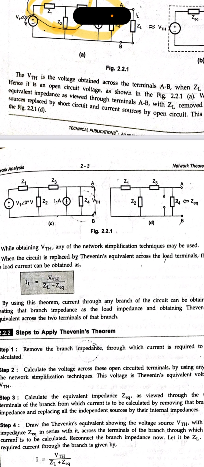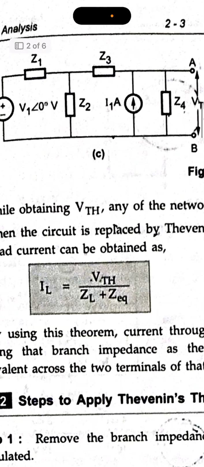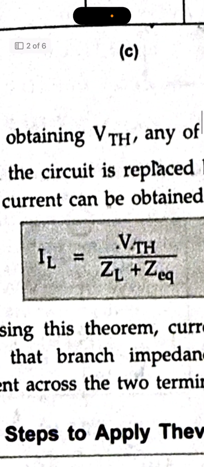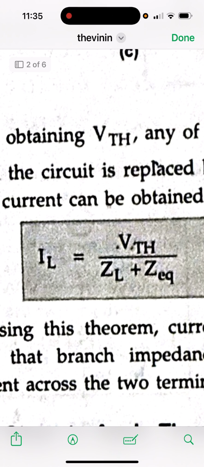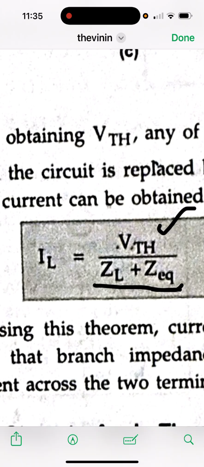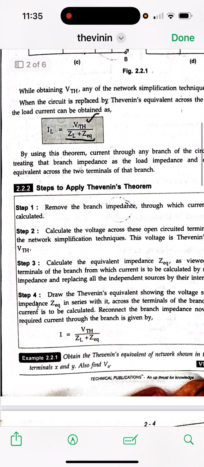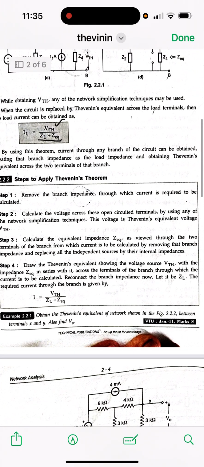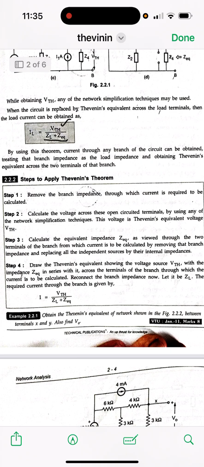So we know what my current is. I is equal to what? V by R, right? Correct. So here we got V by R, where V is VTH, and R is load impedance plus equivalent impedance. Those two things we have to mention here.